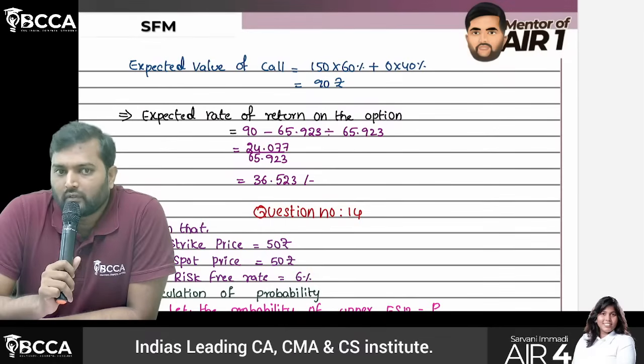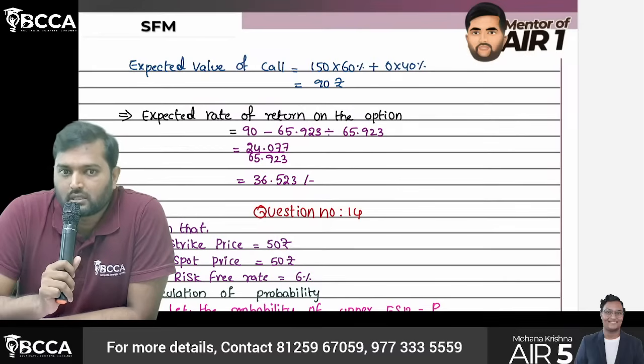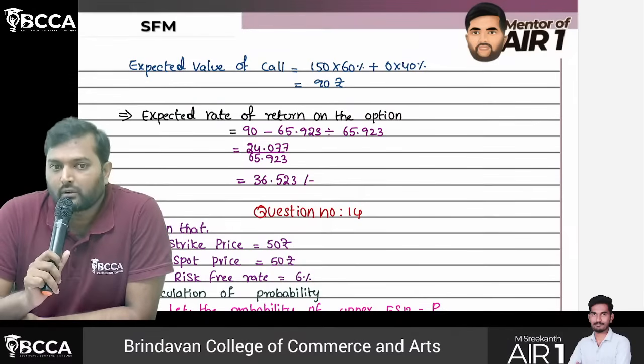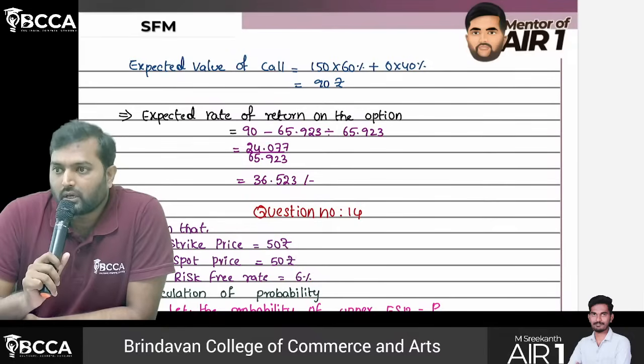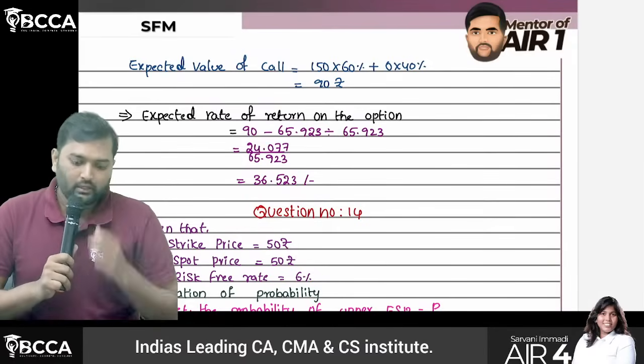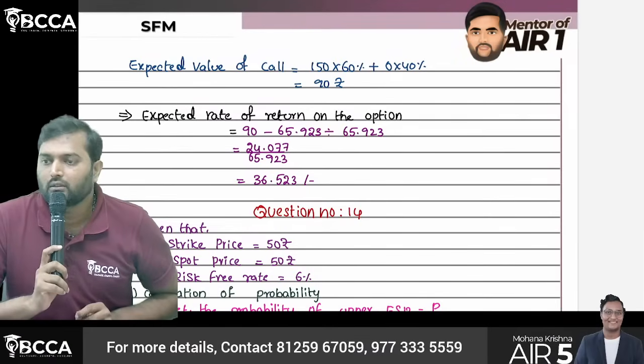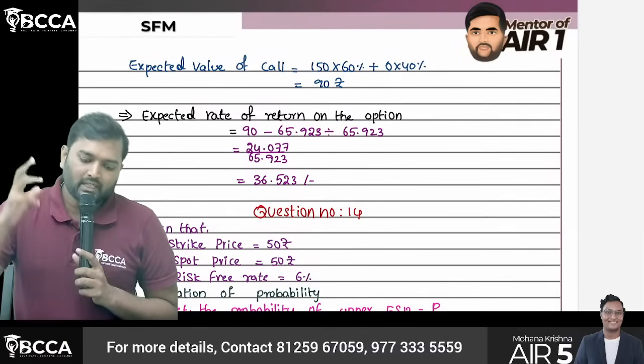Expected value of a call. If the price increases, the value of a call is 150. What is the percentage of occurrence? 60%. So 150 into 60% plus 0 into 40%. So 90 rupees is the expected value of a call. Clear?